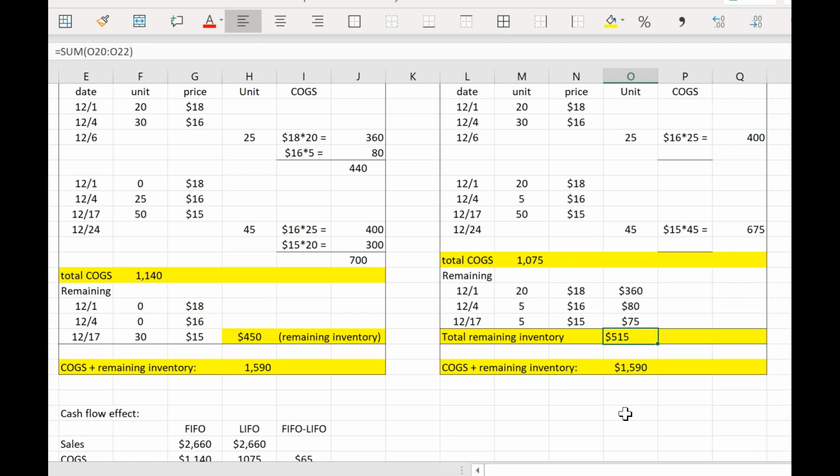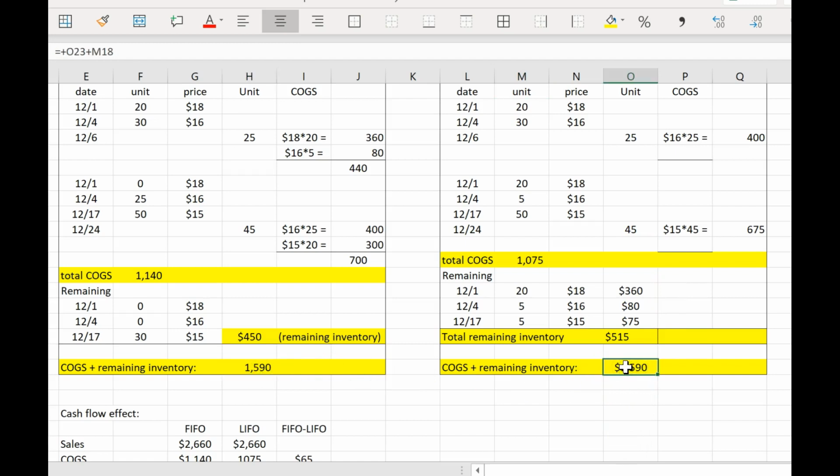That's the remaining inventory. So what is the available for sale? It's the cost of goods sold plus remaining inventory, that is 590. You can see in either case, the available for sale would be the same, of course, because in either case, we purchase the same amount of units at the same price, and we have the same units at the beginning. So it wouldn't change available for sale.